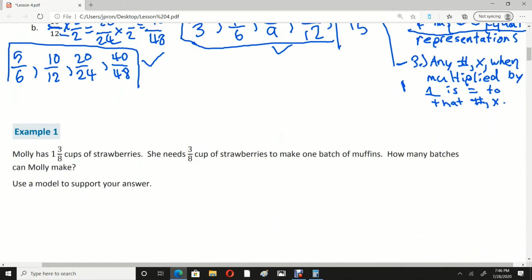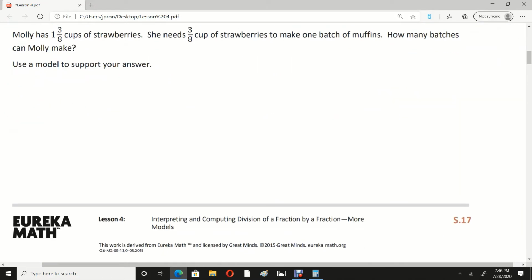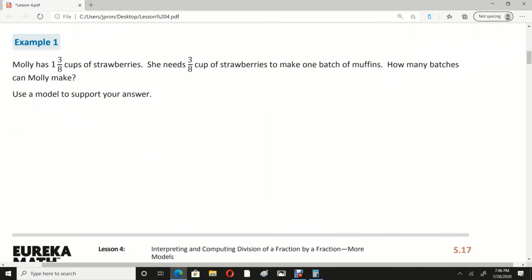We're going to move to example 1, and I want to talk about this one together, because this goes back to lesson 3 in module 2. So in example 1, Molly has 1 3/8 cups of strawberries. Yay, yum, delicious. She needs 3/8 cups of strawberries to make a batch of muffins. How many batches can Molly make? They want us to use a model to support our answer.